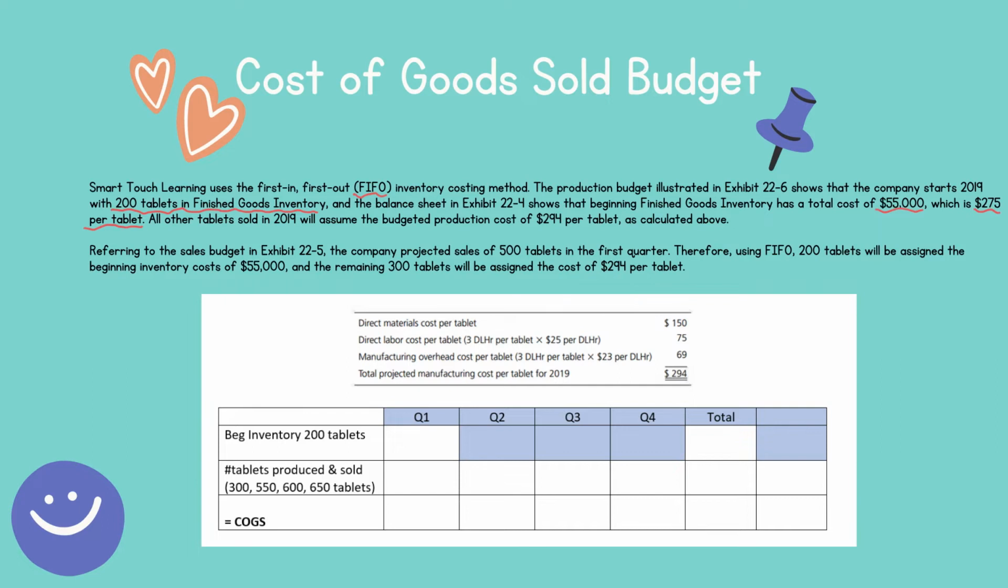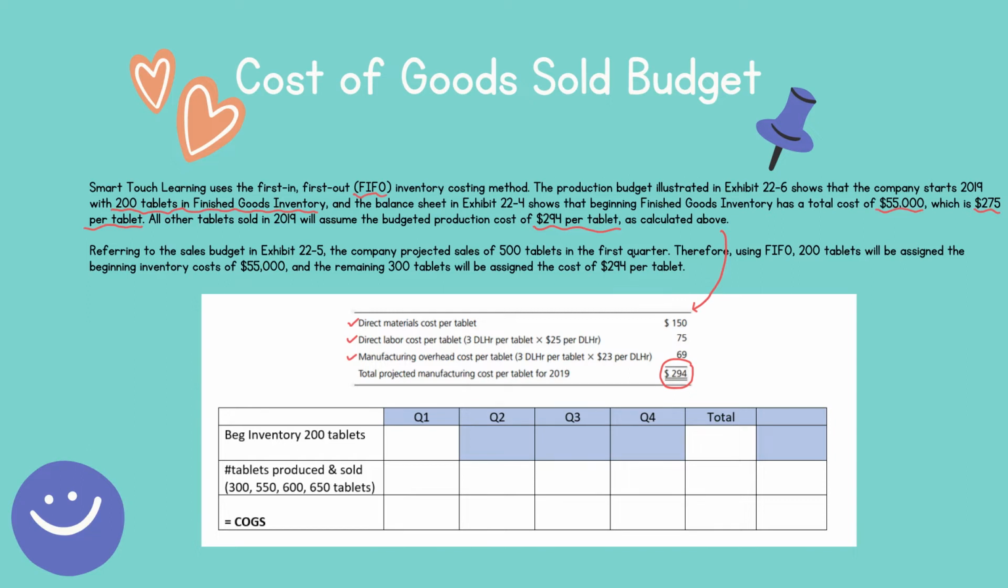Now, all other tablets sold in 2019 will assume the budgeted production cost of $294 per tablet as calculated here. How did he get the 294? He's gonna add direct materials to direct labor to manufacturing overhead. Now, direct materials cost per tablet was $150. If you go back to your direct materials budget, you're gonna read that it's $150 per tablet.